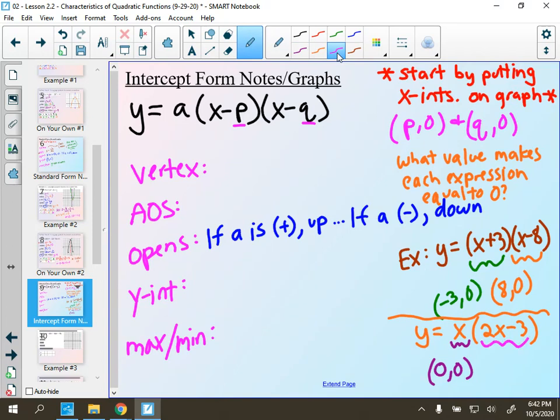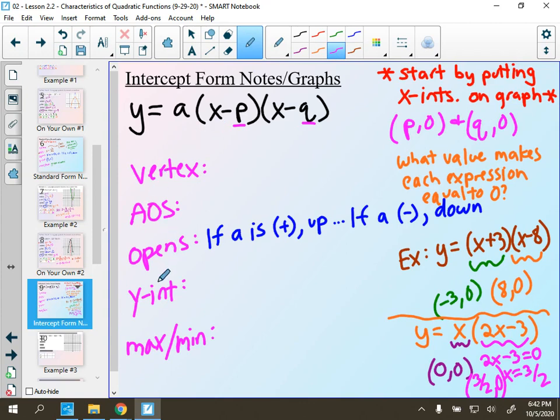What makes this other expression right next to it equal to 0? I'm not so sure on that one. I might actually have to set up an equation. I know I'm really tight on space here, but I might actually have to calculate what x value makes that equal to 0. Oh, okay, I'd add 3 to both sides and divide by 2. x equals 3 over 2. So my other x-intercept is the point, can I squeeze it in here, 3 over 2, 0.